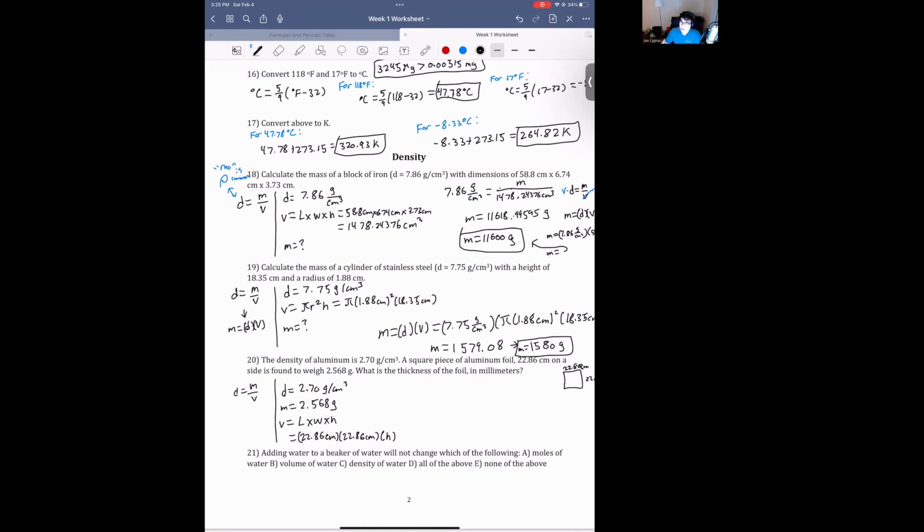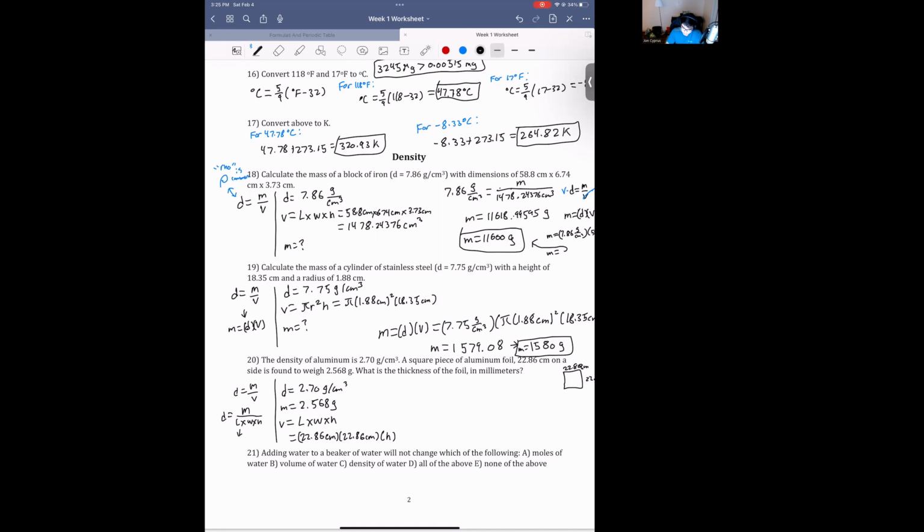Now I can see that h is the variable I want. You do not see h in here, right? You just see volume. So the way you can solve for this algebraically, because I don't want to plug in a bunch of numbers, is we can say that density is equal to mass over length times width times height. We have all those quantities except for height. And then we're going to solve for height here. What you do is multiply both sides by length times width times height.